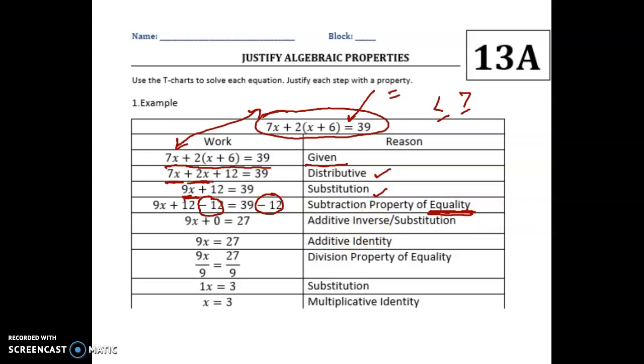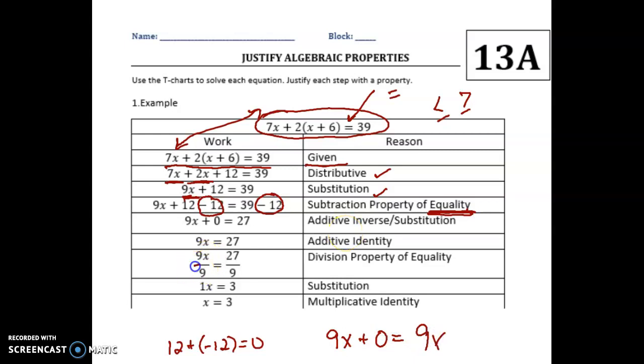There's a little bit of a difference, and some of the examples we'll do will have inequalities as well. Now when you take 12 minus 12, you get 0. That's like saying 12 plus a negative 12, which is 0, which is the additive inverse property. Then 39 minus 12 is 27, so we're substituting in 27. So we have two things going on there. To go from 9x plus 0 to just 9x is the additive identity property. Remember, if you add 0, you just get the same thing, so 9x plus 0 is the same as just 9x. That's the additive identity.